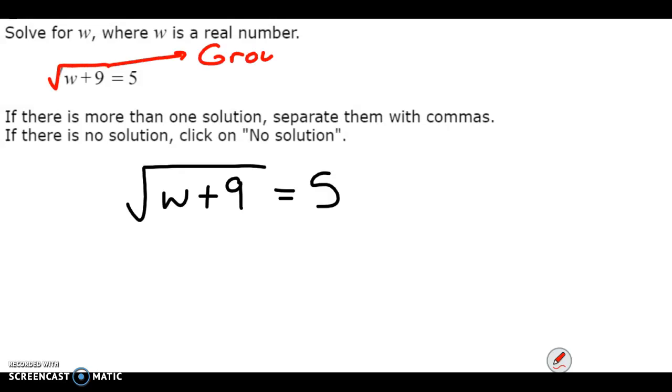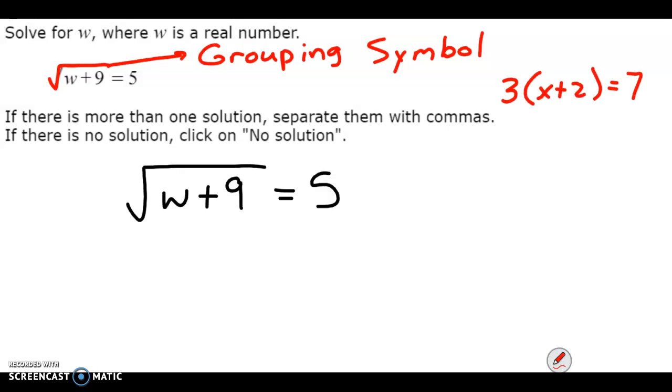That square root is a grouping symbol. You can't remove anything out of a grouping symbol by adding or subtracting it. You have to get rid of the grouping symbol. The grouping symbol that's locking it there is the square root. Okay? So this would be just like the case when you guys would have something like 3 times x plus 2 is equal to 7. You can't subtract 2 right away. You have to distribute that 3 across. 3x plus 6 now equals 7. And that was kind of like you unlocking what was inside.